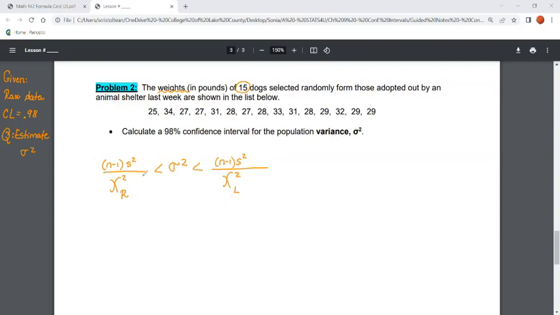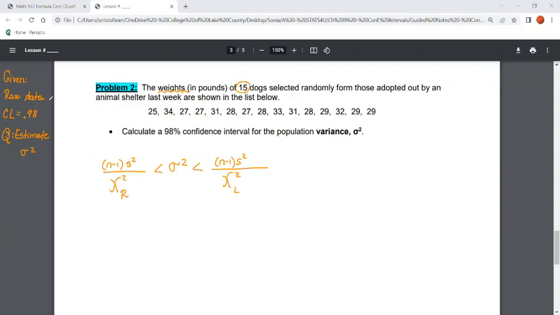I am looking at the information. Do I know n? Well, n is 15 and will be placed in here. Do I know s? I don't. Do I know sigma? Do I know the critical values? Well, I'll have to find them using the table. So let's see, how do we find s?